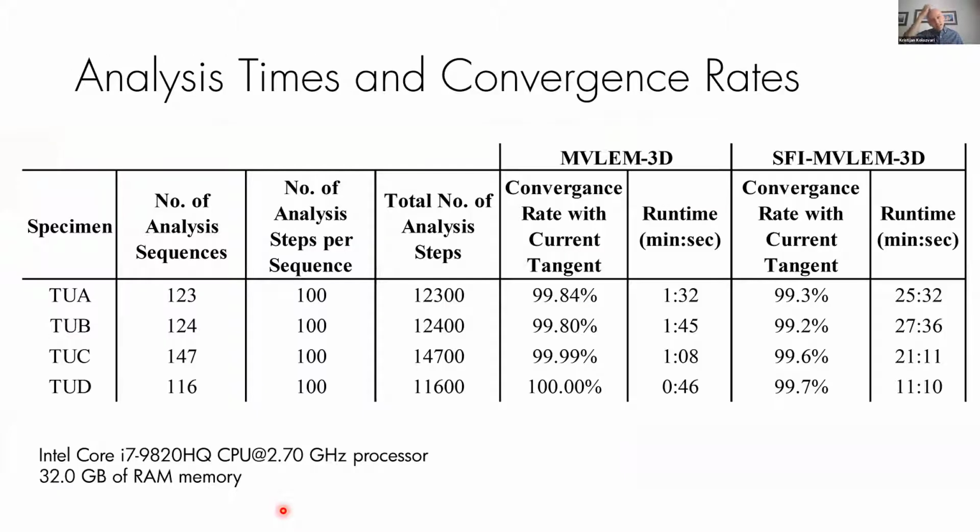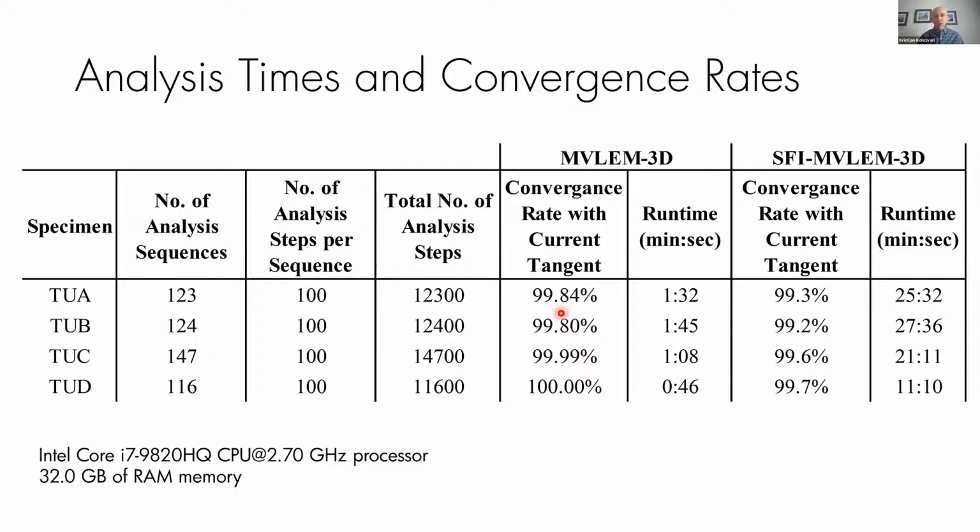In terms of the analysis times, what's really nice about these models, especially MVLEM, again, depends what you want to do, is that MVLEM is very, very fast and very stable. So the way we analyze it, we first start with the standard Newton method, right? And then if it doesn't converge, then we use Newton with initial stiffness. Those are the options that you have in OpenSees, one of the many.